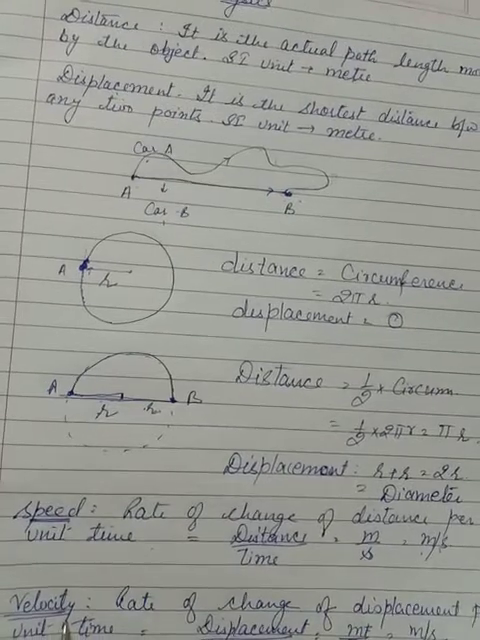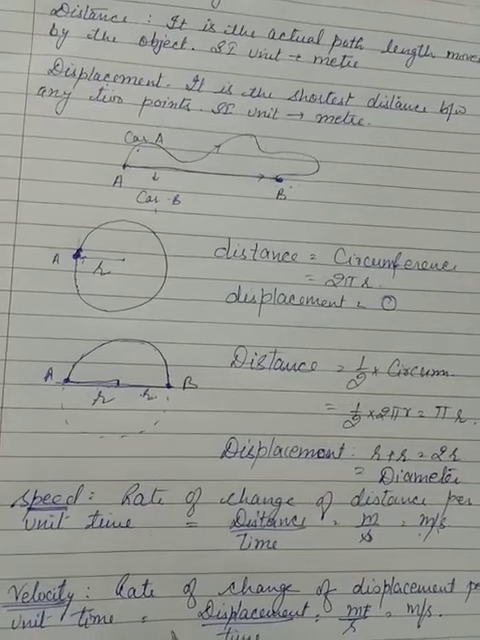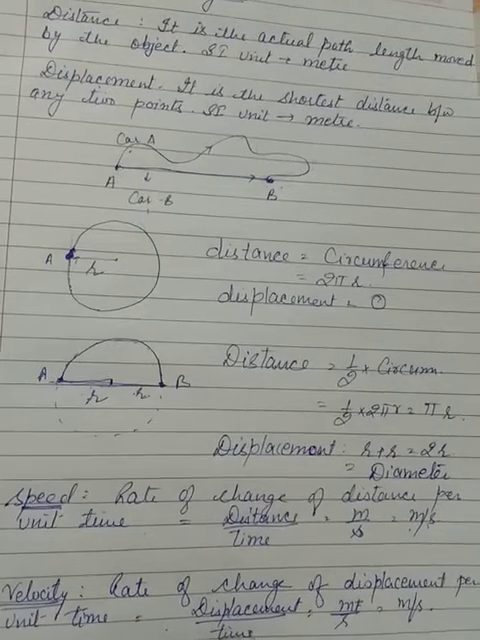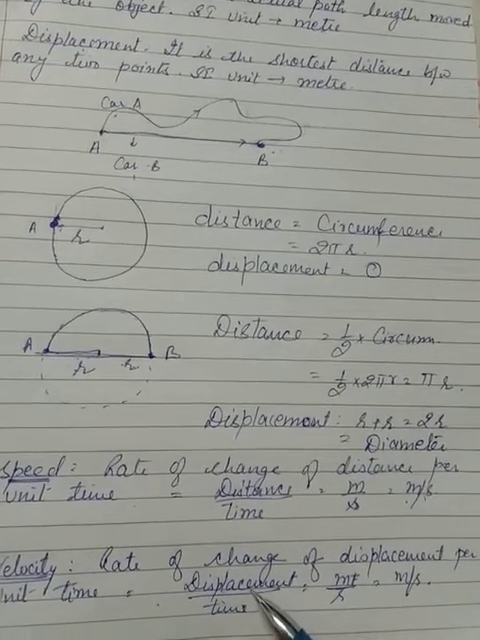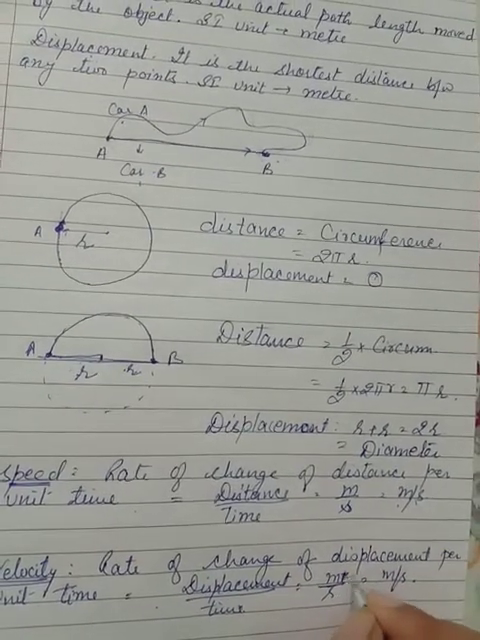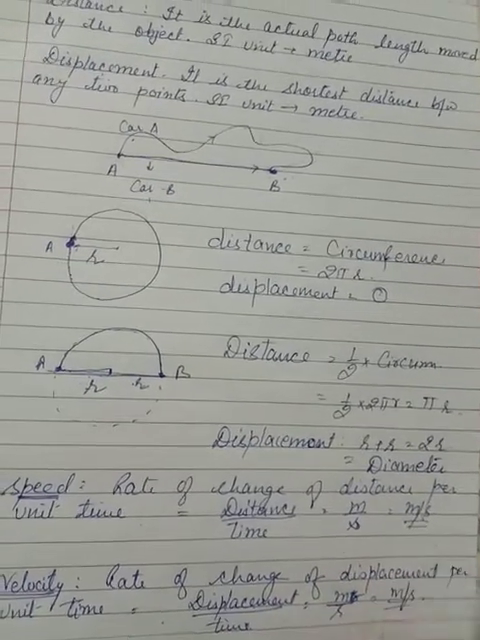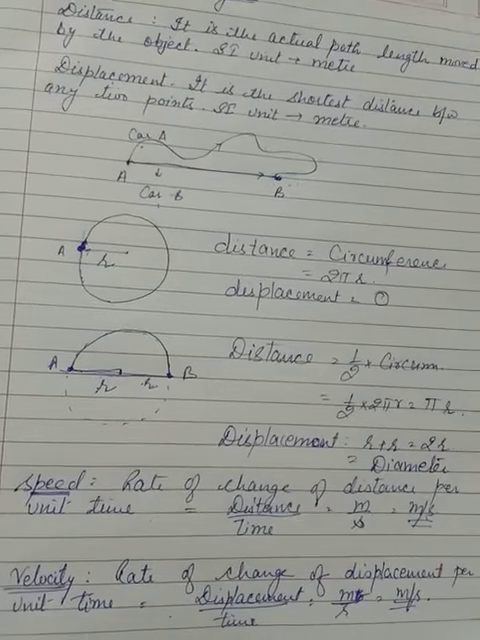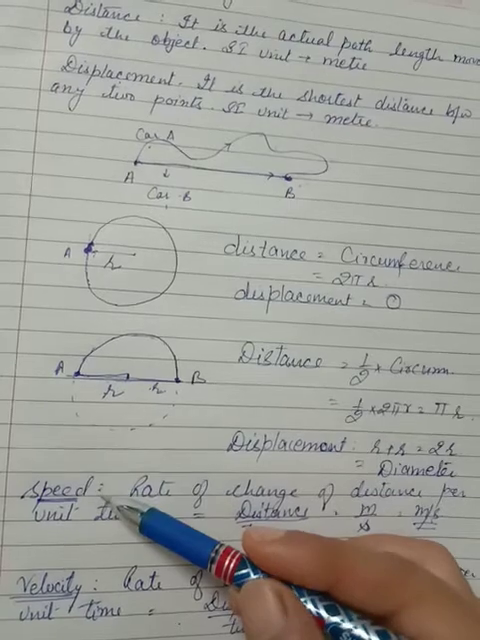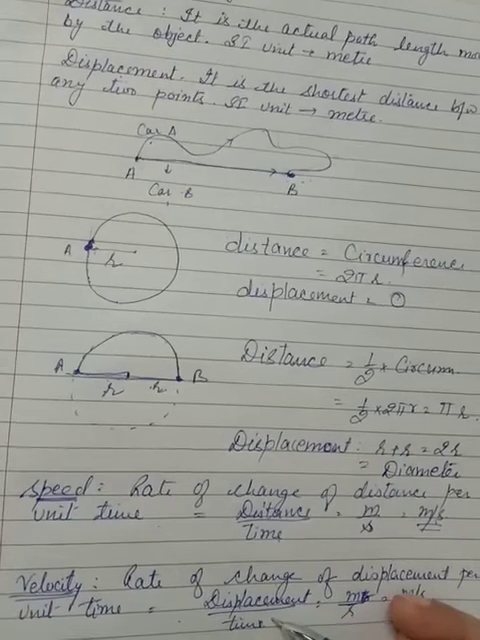Similarly, velocity is the rate of change of displacement per unit time. Whenever we are talking about displacement per unit time, that gives us velocity. So the formula becomes displacement upon time. So it will be meter upon second, and again the unit is meter per second. So both speed and velocity have the same units. The difference is only that whenever anybody asks you how to calculate speed, speed will be distance upon time and velocity will be displacement upon time.